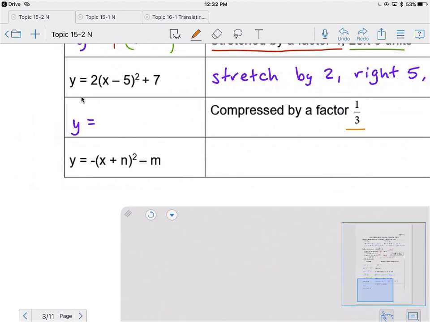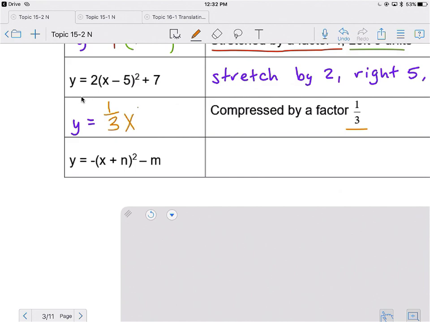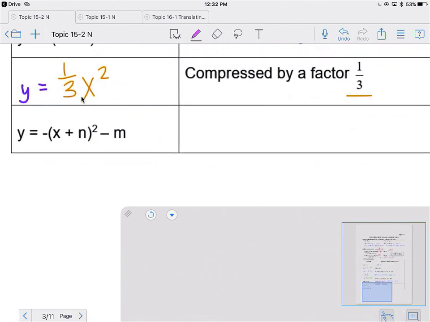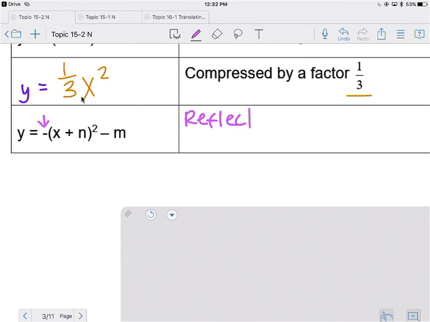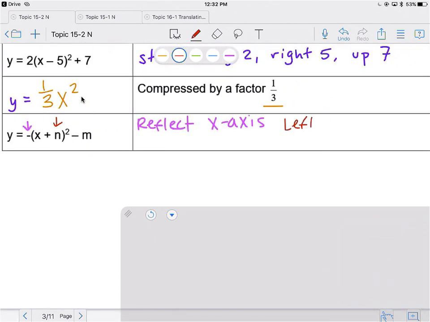Compressed by a factor of 1/3. To compress, we would go in front. It does not tell me to go left, right, up, or down, so I don't need parentheses and I don't put anything else behind. And then for the last one, it's kind of an abstract thing. The negative is going to reflect across the x-axis. Plus n on the inside would go to the left n units. And then minus m in the back goes down m units.